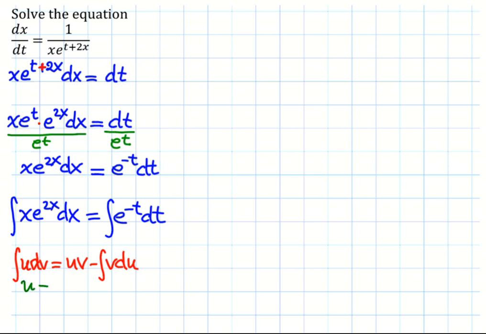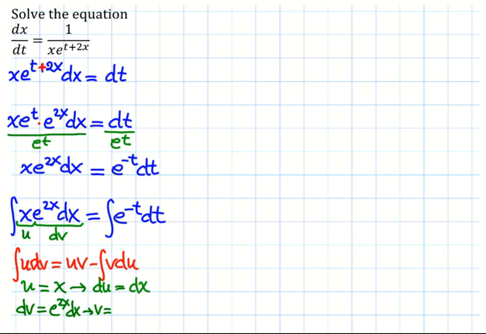U is something that is easy to differentiate. So we take u is equal to x. Derivative of x is 1. That's easy to do. We will let this equal to dv because e to the 2x integrate should be easy as well. So u equal to x. Because of that, derivative is just 1 times dx. dv is e to the 2x dx.